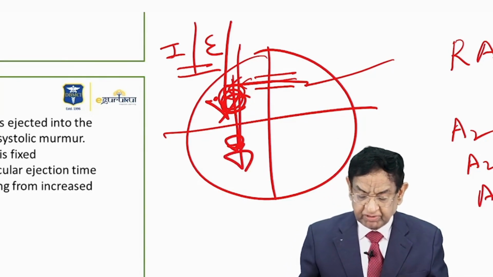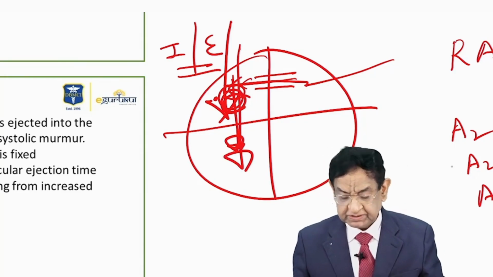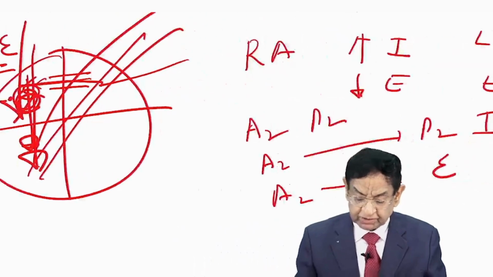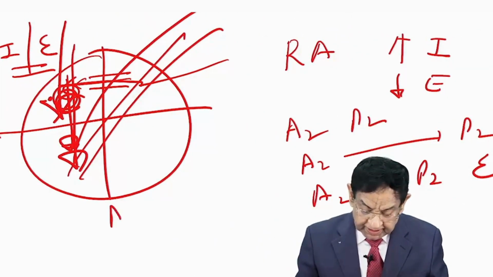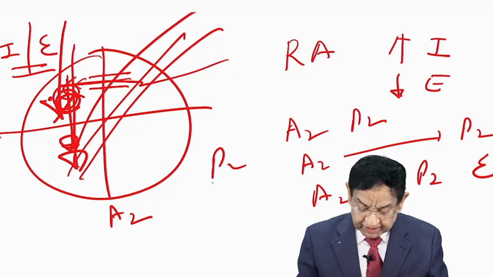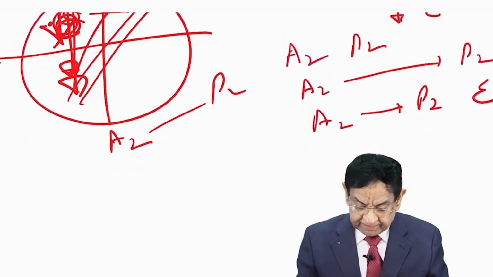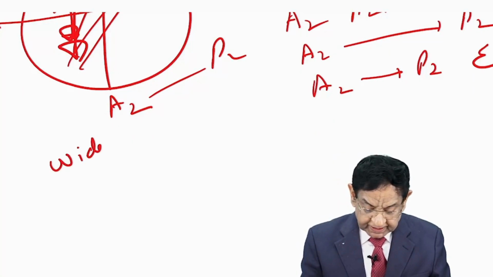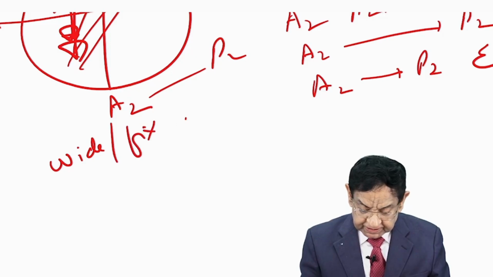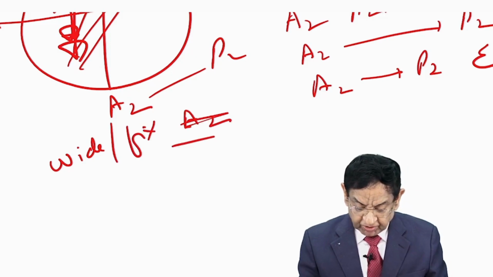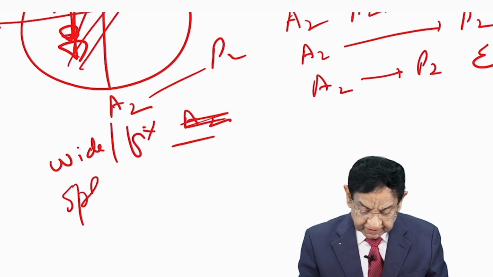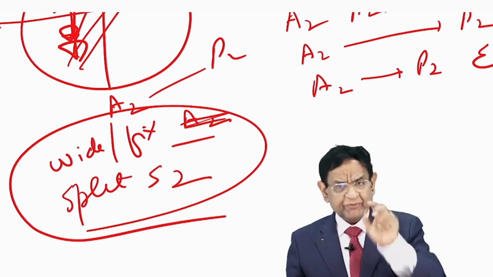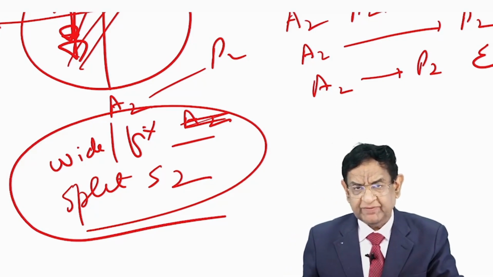The same large amount of blood is coming to this, and a large amount of blood will be going to the pulmonary artery. So every time A2 will come first and P2 will come very late. That's the basic mechanism. That's why we get a wide and fixed split of the second heart sound.